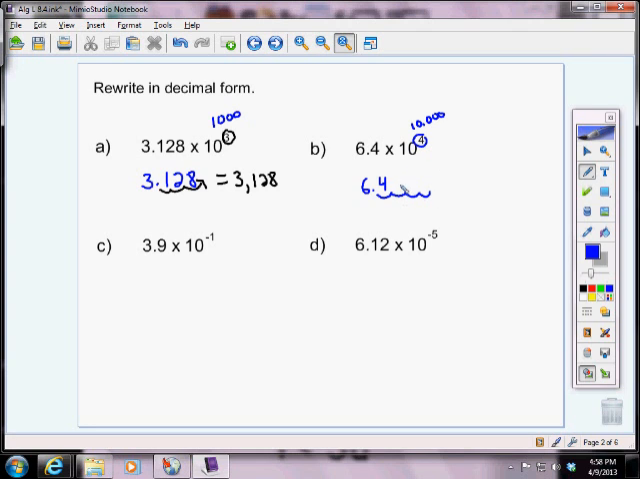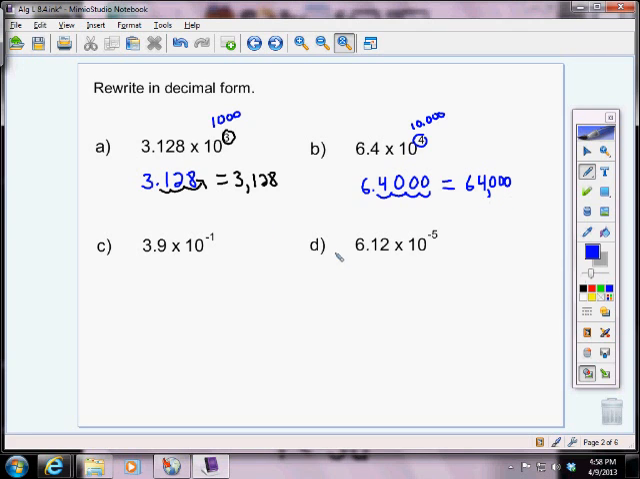Now, in this problem, we've got a little issue here because there's nothing there. But remember, we can always add zeros in, because to put it in scientific notation, those zeros were taken out. So this is like saying 6, 4, and 3 zeros. So 6.4 times 10 to the 4th is equivalent to 64,000.